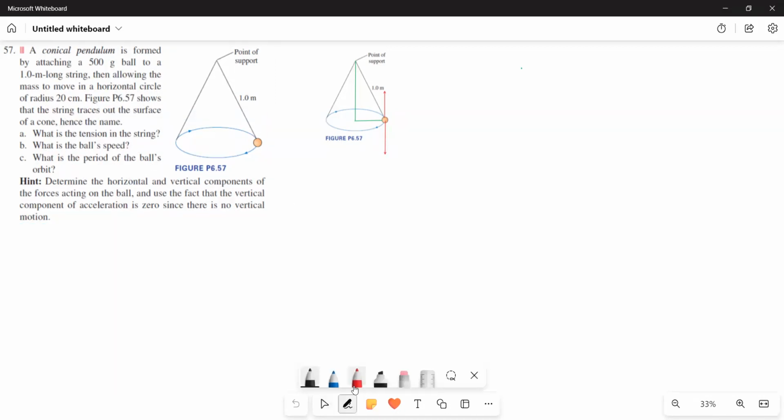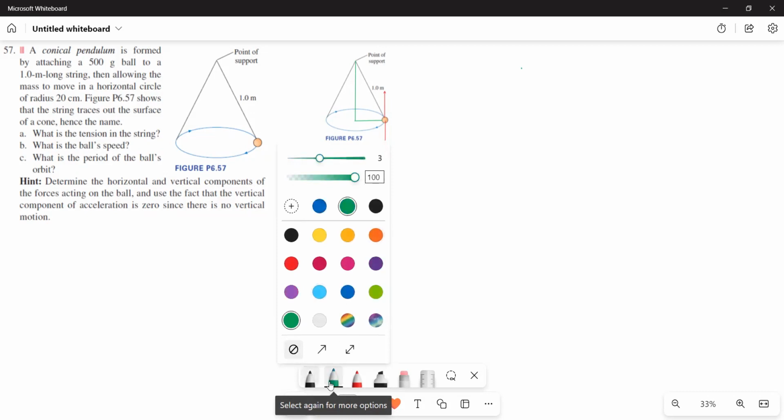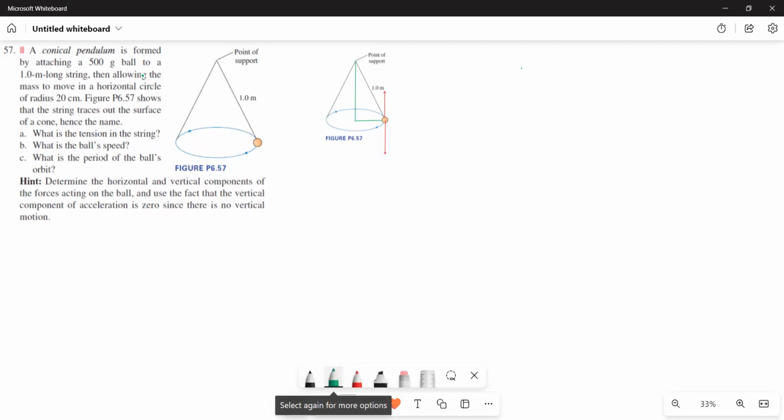Okay, now let us do the problem. Here, the mass of the ball is given to us. Mass is 500 grams, and then the length of the string is given to us, and then the radius is given to us. Here is the length, and this is making an angle theta with the vertical. The ball is making an angle theta with the vertical. Therefore, from the geometry of the figure, I have to find out theta.